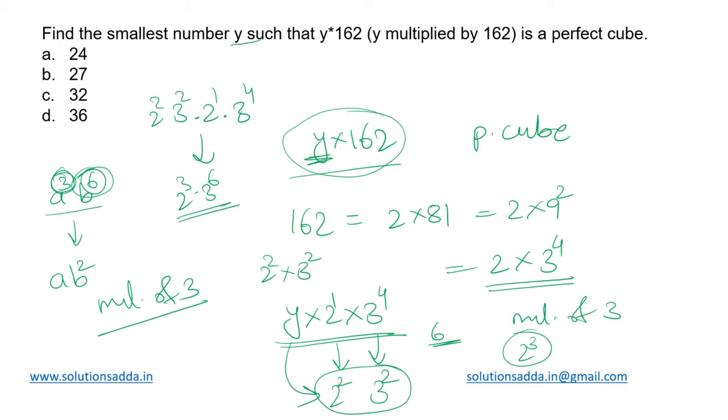Hence, the value of y which we used is 2 square into 3 square, which is 4 into 9 or 36. That is the smallest possible value of y, which would give us this particular product to be a perfect cube. Hence, the correct answer is D, 36.